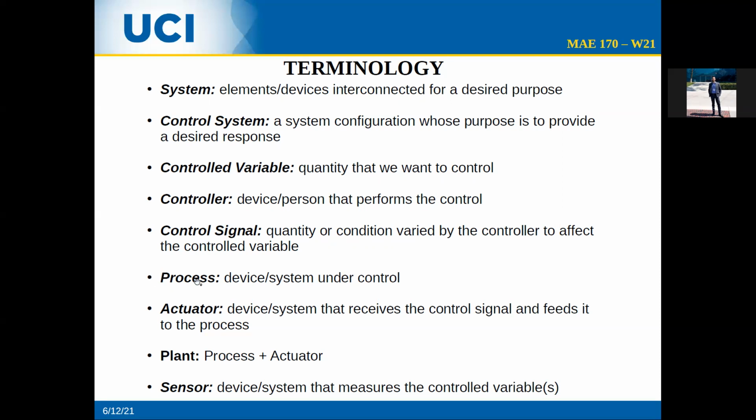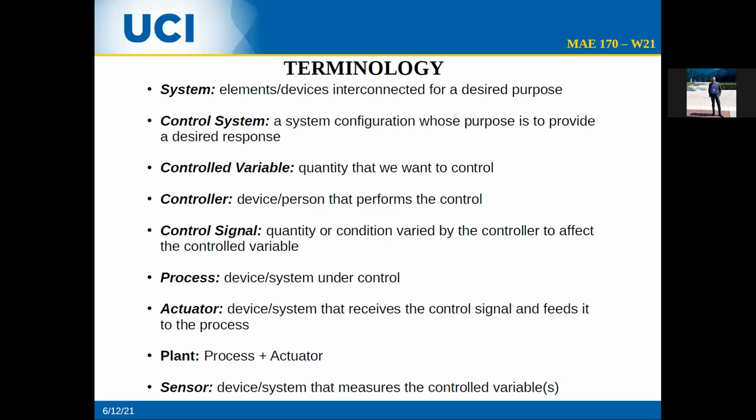Then we have the process, and the process is what we want to control. So the device or the system under control. In this case, it's just your arm. The actuator is the device or the system, so the collection of devices or elements that receives the control signals and feeds it to the process. In this case, could be the nerves and the muscles that control actually your hand.